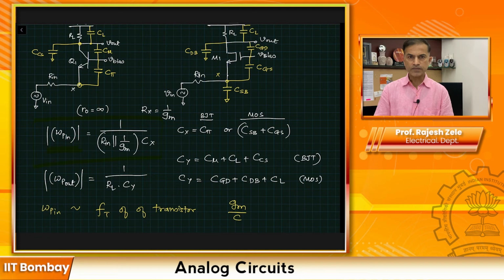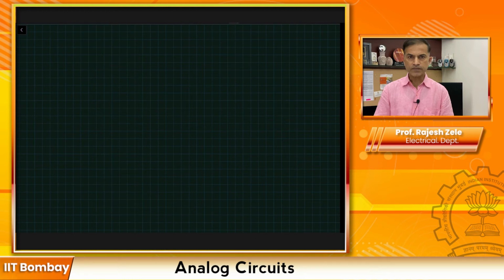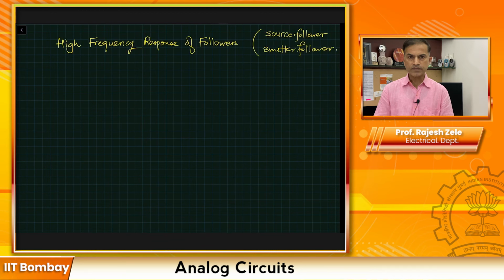Again, I have done a numerical example as a practice for you. You can look at the notes. It's a fairly substitution-based example, but it gives you an appreciation for numbers for a common gate stage. Now let's do the high frequency response of the third configuration we learned, which is the emitter follower or source follower. Let's draw a schematic for both, initially without transistor capacitances, and then just insert the capacitances which matter.